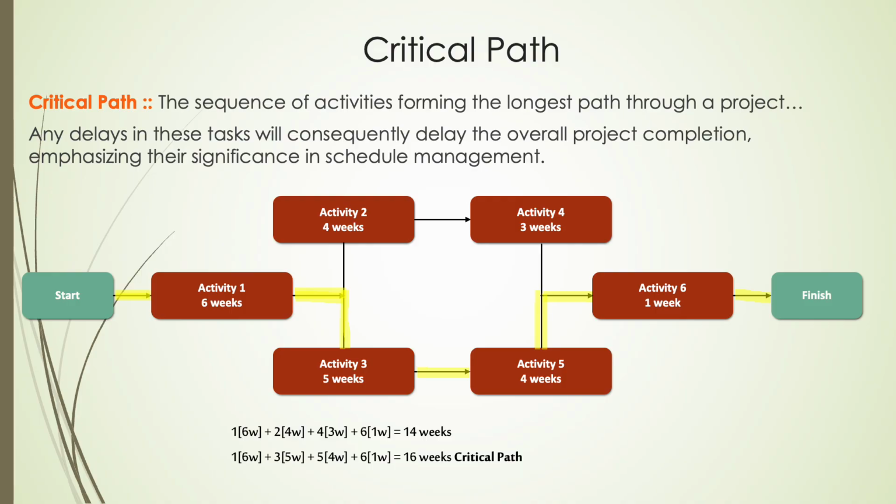Activities 2 and 4, while part of the project, are not on the critical path and thus possess scheduling flexibility. Since they do not determine the final project timeline, minor delays in these activities would not necessarily impact the final delivery date. This separation between critical and non-critical activities helps project managers prioritize resources and monitor key milestones more effectively.